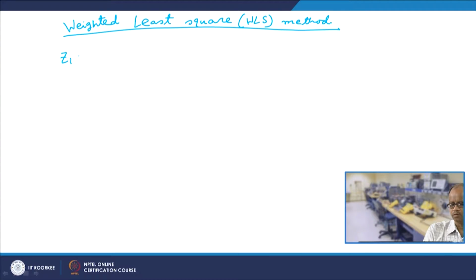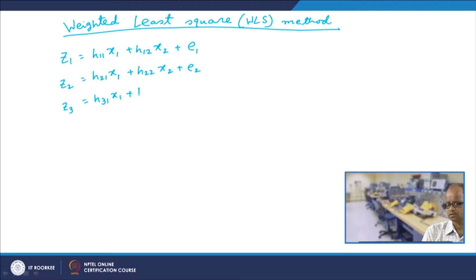So, we said that Z 1 is H 11 x 1 plus H 12 x 2, and it will also have some error which is unknown, but random in nature. So, H 22 x 2 plus E 2, Z 3 is H 31 x 1 plus H 32 x 2 plus E 3, and Z 4 is H 41 x 1 plus H 42 x 2 plus E 4.